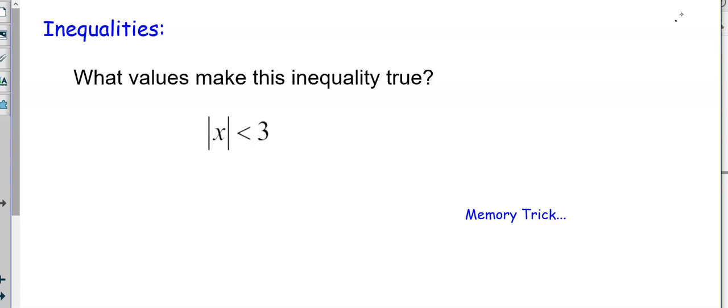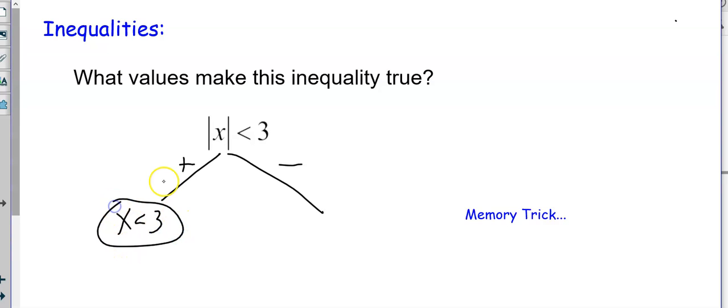But let's actually solve it the same way we've basically solved our other problems. So let's try this. We're going to take the positive and negative case. The positive case would be x less than 3. Okay. The negative case, you have a choice here. You make either the left-hand side or the right-hand side negative.